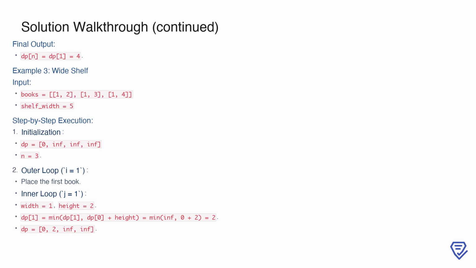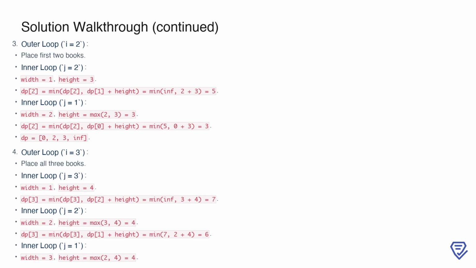The dp array becomes 0, 2, inf. When placing the first 2 books, we start with the second book, setting its width to 1 and its height to 3. This gives dp[2] = min(dp[2], dp[1] + height) = min(inf, 2 + 3) = 5. Next, we consider placing the first and second books together. The total width is 2, and the height is the maximum of the two, which is 3. We update dp[2] again as dp[2] = min(5, dp[0] + 3) = 3.